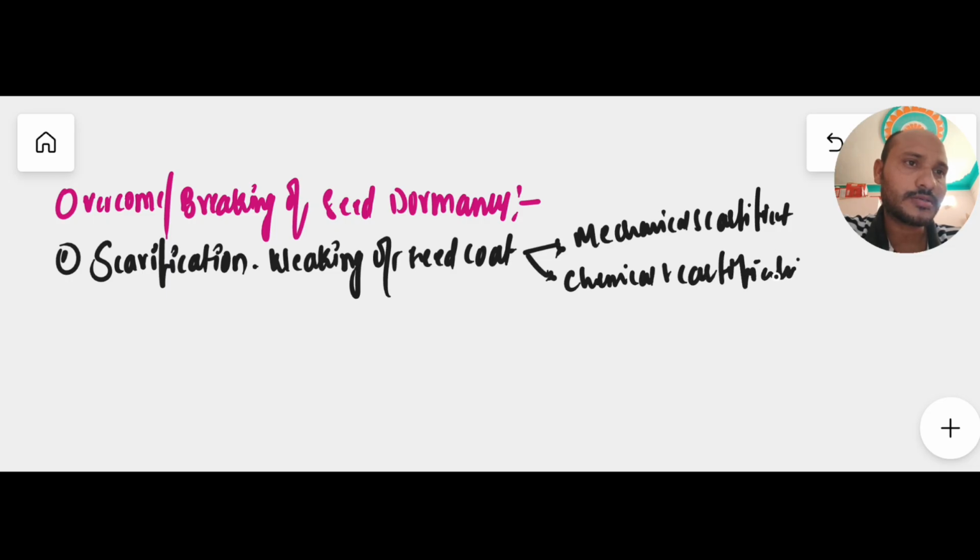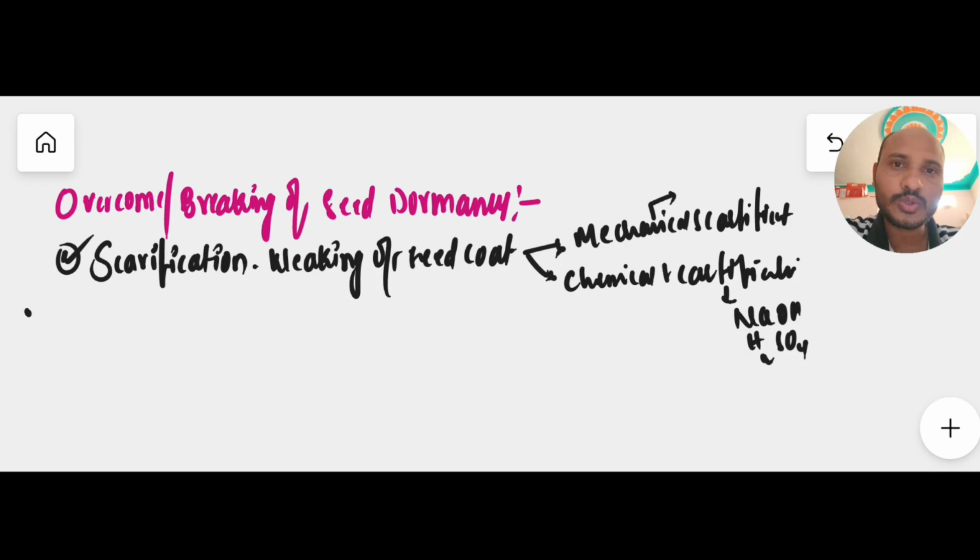Here we use chemicals to weaken the seed coat, like sodium hydroxide and sulfuric acid, H2SO4. And in mechanical scarification we use sandpaper. Means by using sandpaper we rub the seed against the sandpaper, then we can weaken or loosen the seed coat. So likewise we can use these two, mechanical scarification and chemical scarification, to remove or weaken the seed coat. So that complete process comes under scarification.